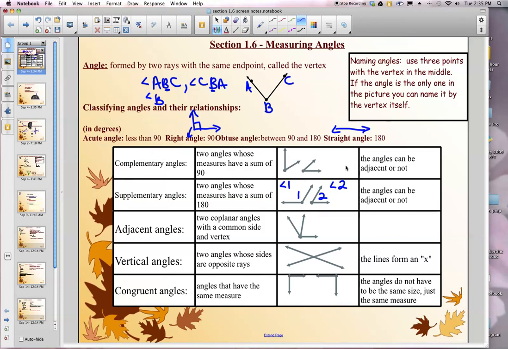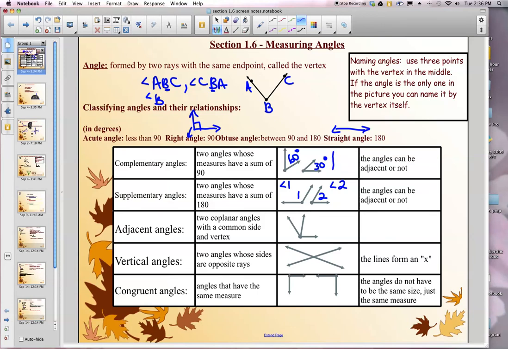All right. Some definitions that you need to know about angles. We talk about complementary angles. Complementary angles are two angles that if you put them together, they would add up to 90 degrees. For example, if this one is 30 degrees and this one is 60 degrees, then they would add up together to be 90 degrees. Complementary angles can look like this, where one's in one spot and one's in another.